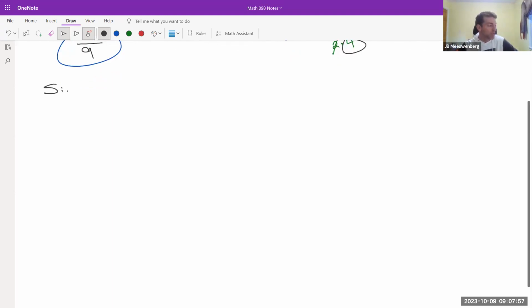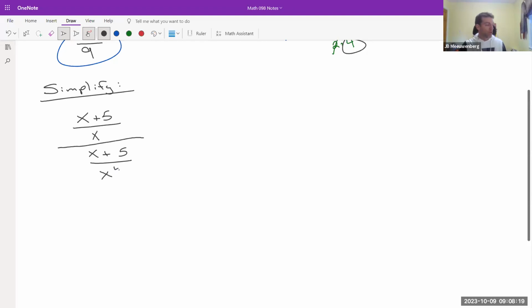So your instruction will be to simplify. And it could look something like this. Let's go x plus 5 over x over x plus 5 over x to the 4th. And notice how the main fraction bar is a little bit longer, right? This fraction bar is a little bit longer than the other two. So you can see what the top part is and what the bottom part is. This whole thing is your numerator, and this whole thing down here is the denominator.